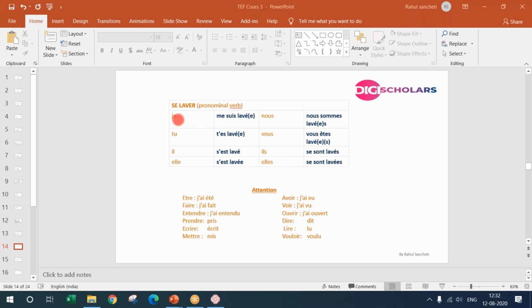The first one says I clean myself, you clean yourself, he cleans himself, she cleans herself, we clean ourselves, you clean yourselves, they clean themselves, and they, feminine, again also clean themselves.